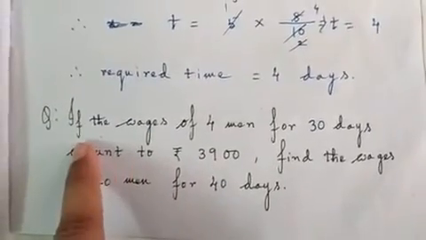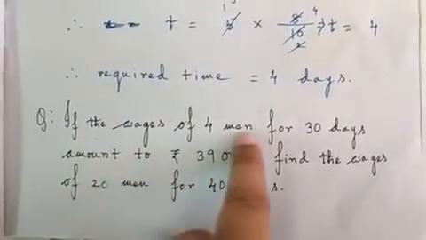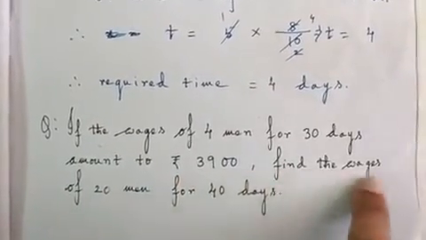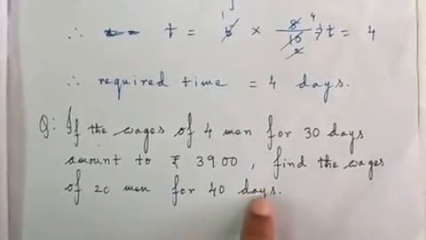This sum is your homework. If the wages of 4 men for 30 days amount to rupees 3900, find the wages of 20 men for 40 days.